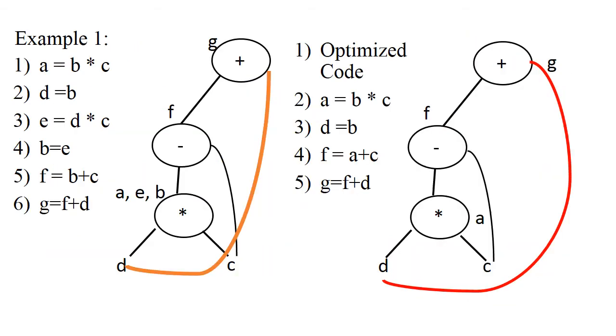Now let us consider example number 1. In this particular example, we basically have 6 statements. Statement number 1, A is equal to B multiplied by C. Statement number 2, D is equal to B. Statement number 3, E is equal to D multiplied by C. Statement number 4, B is equal to E, and F is equal to B plus C. For the first statement, this particular part is drawn first of all. Okay, I have also shared the video lecture. Please all of you go through this video lecture.